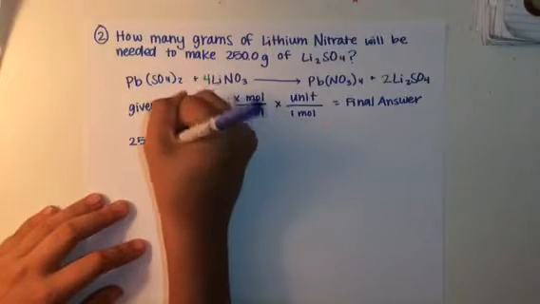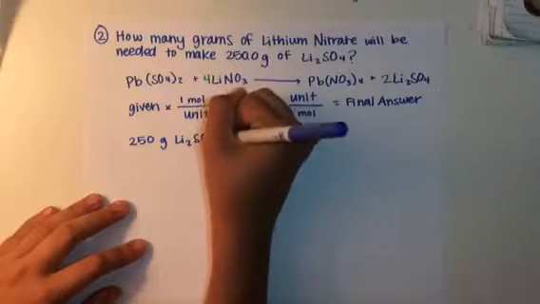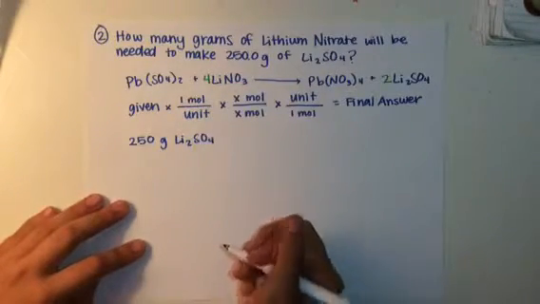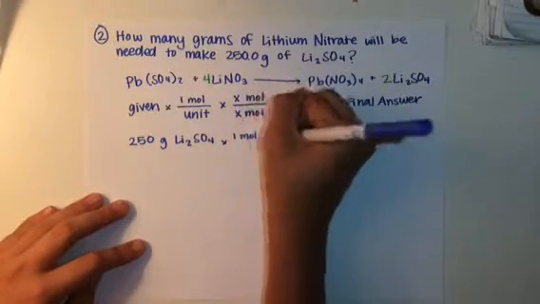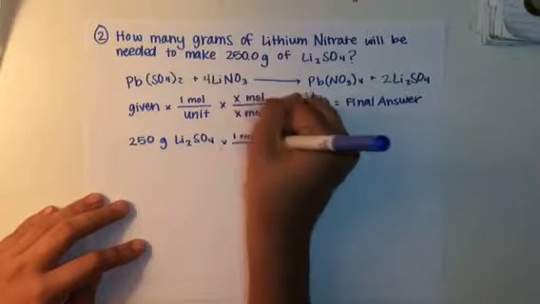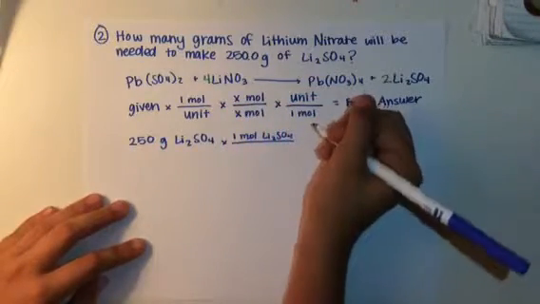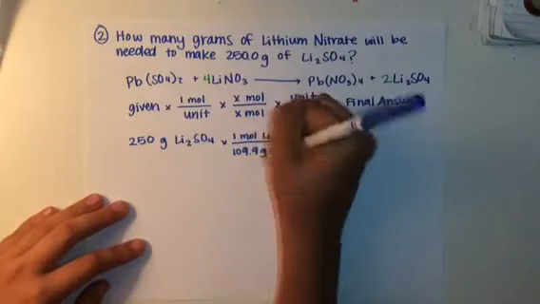So in this case, the given is 250 grams of lithium sulfate. So we're working with grams again. So in order to find the grams, it's going to be 1 mole of lithium sulfate over the molar mass. And the molar mass of lithium sulfate is 109.9 grams.